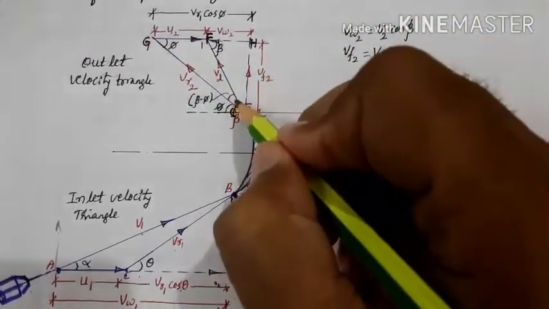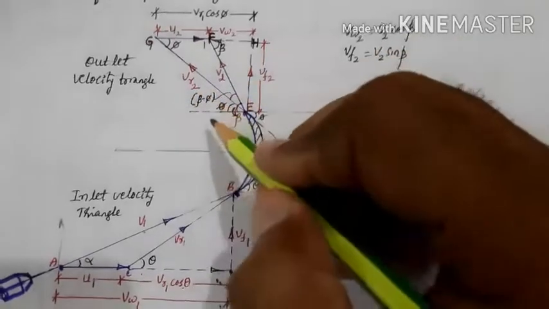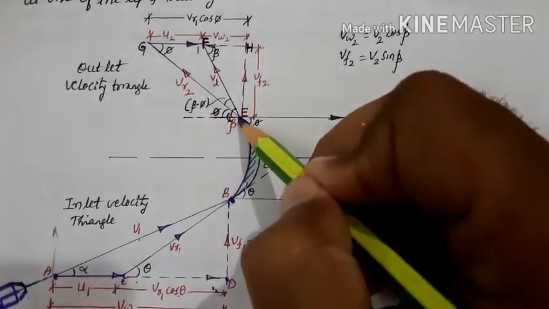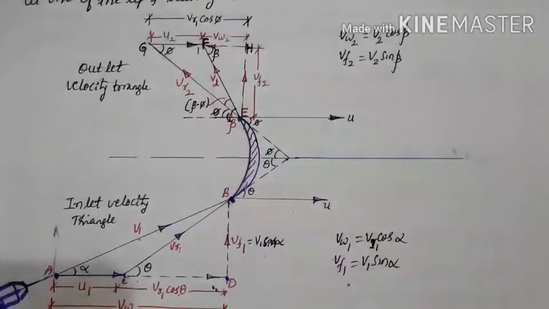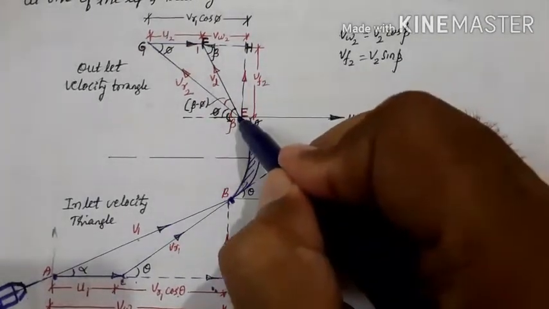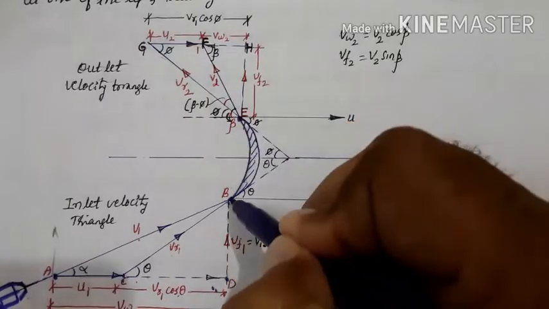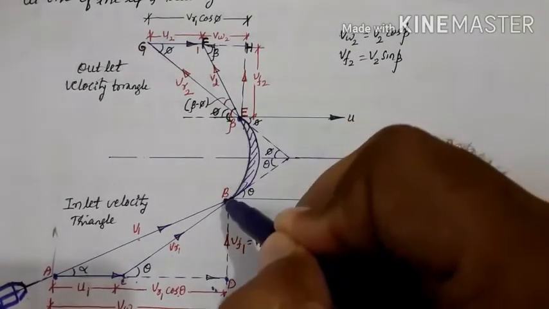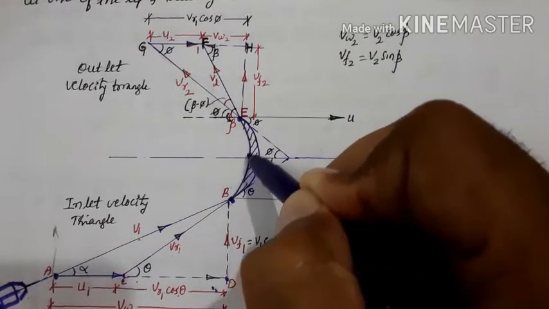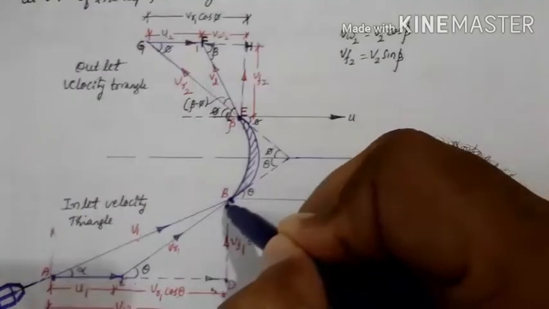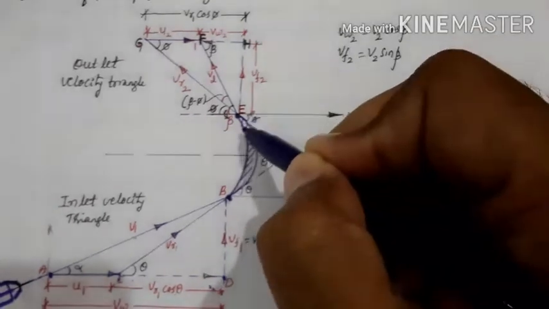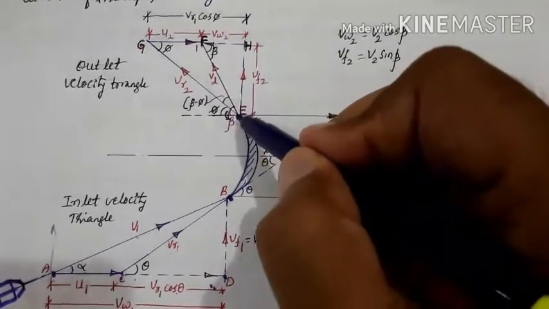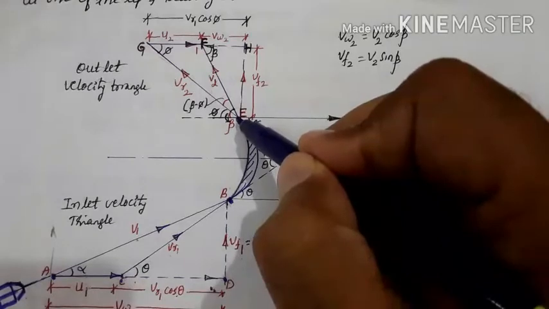Then how to draw this velocity triangle at outlet? This triangle represents the outlet velocity triangle. Mark this tip. This is the inlet tip, this is the outlet tip. Water will enter like this, then it exits like this. Where the water is entering the passage is called the inlet tip. Where the water exits is called the outlet tip.